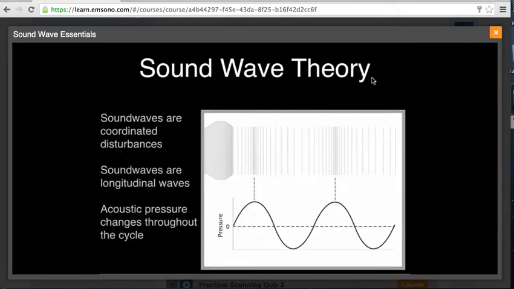Before concluding this lecture, let's just briefly look at sound wave theory. So sound waves are going to be coordinated disturbances. The sound waves are going to be longitudinal waves that travel within the tissue, and there's going to be acoustic pressure changes that occur throughout the cycle. There's going to be areas of compression, and there's going to be areas of relaxation or rarefaction that happen.